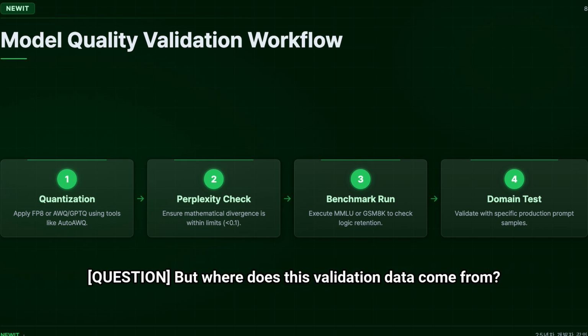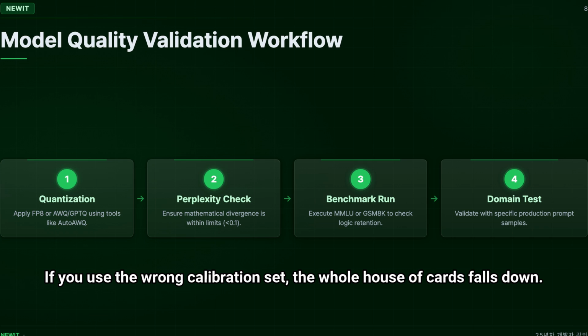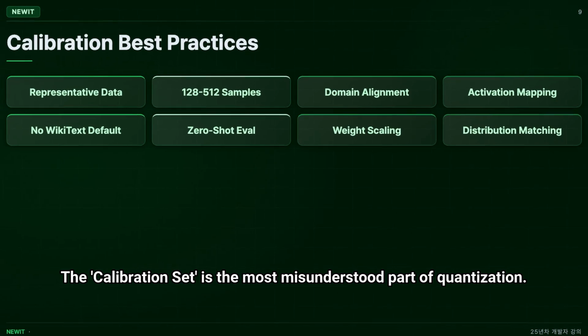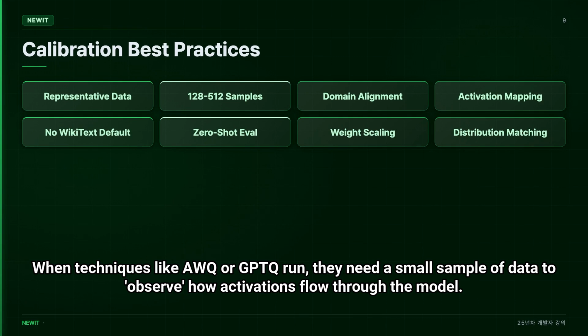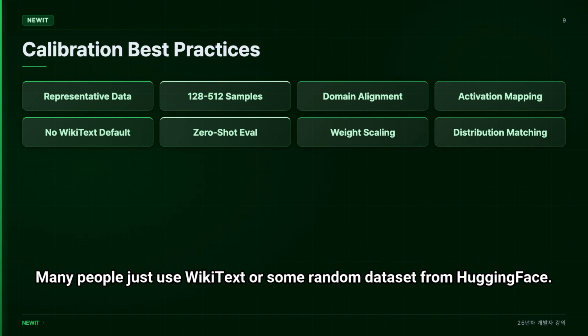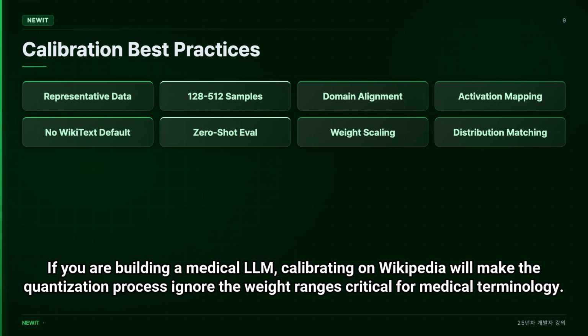But where does this validation data come from? If you use the wrong calibration set, the whole house of cards falls down. The calibration set is the most misunderstood part of quantization. When techniques like AWQ or GPTQ run, they need a small sample of data to observe how activations flow through the model. Many people just use Wikitext or some random dataset from Hugging Face. That is an anti-pattern.